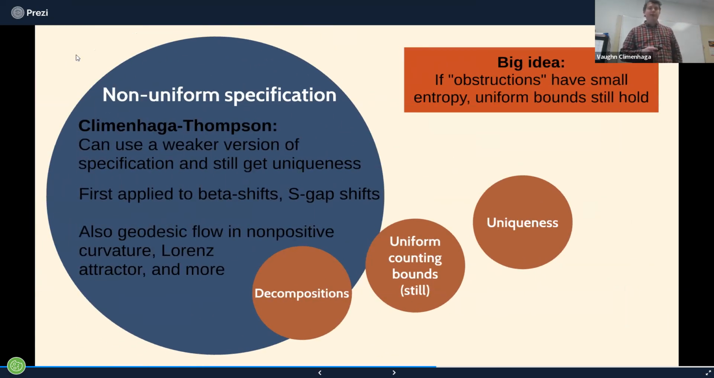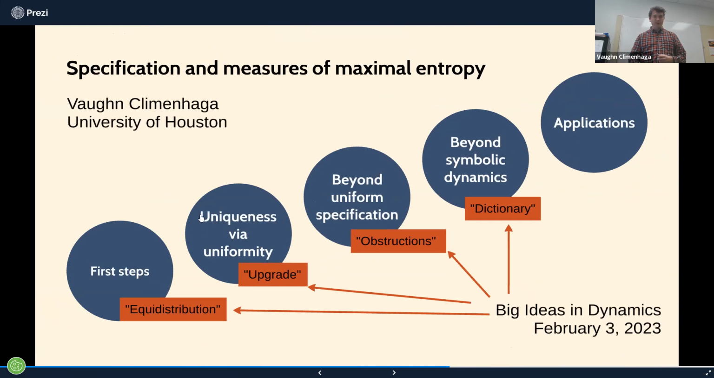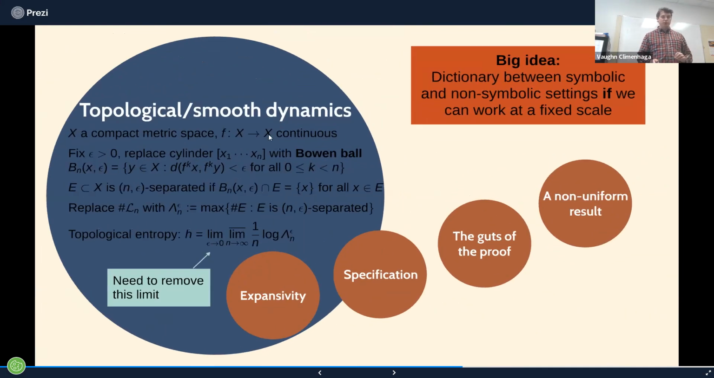And hopefully I communicated something about the big idea that you want your obstructions to the uniform classical property to have small entropy relative to the whole system, and then you can still deduce the uniform bounds. The fact that you can upgrade those uniform bounds is what gives you the uniqueness. And then if you want to apply this to things like diffeomorphisms and flows, you have to get a non-symbolic version of that.